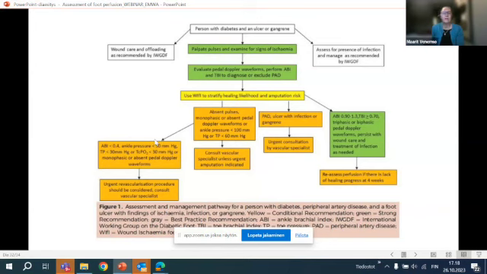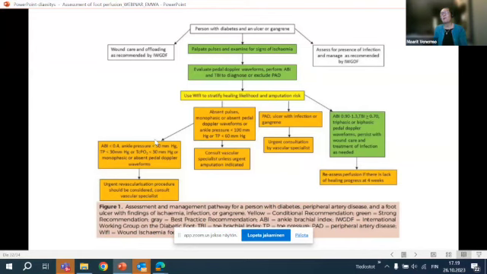If there are absent pulses, monophasic or absent pedal Doppler waveforms, or ankle pressure less than 100, toe pressure less than 60, consult vascular specialist unless urgent amputation indicated. If ABI is less than 0.4, ankle pressure less than 50, toe pressure less than 30, TCPO2 less than 30, or there is monophasic or absent pedal Doppler waveforms, urgent revascularization procedures should be considered and consult vascular specialist.